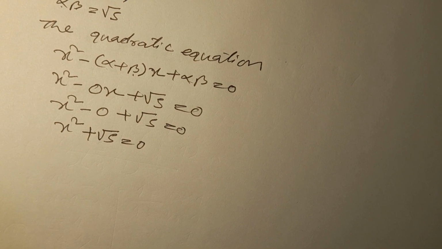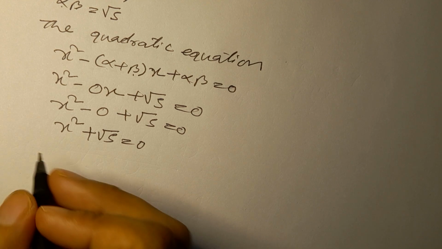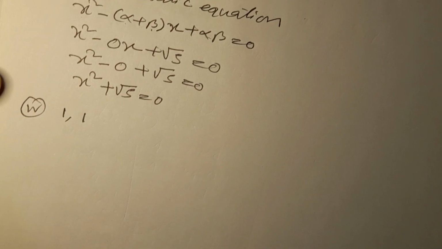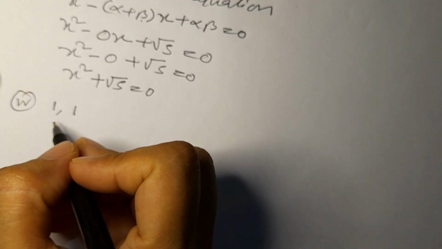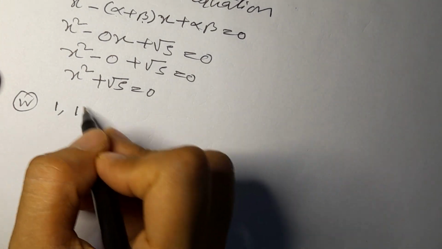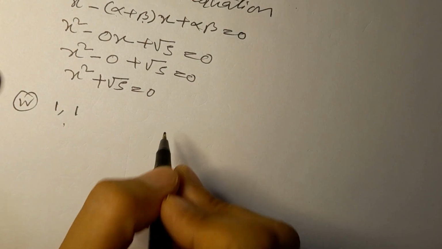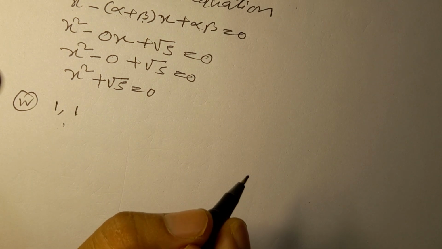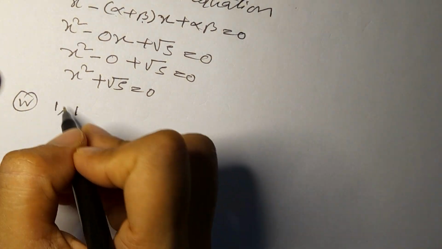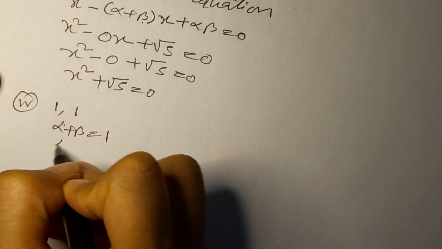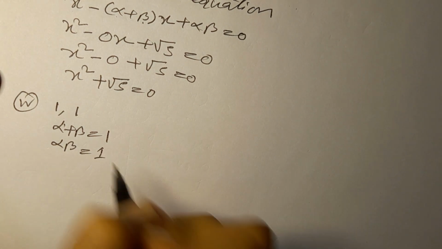Now come to Roman number 4. It is given 1, 1. If you understand, it's easy. The first one is the sum, the second is the product. We always represent the zeros by alpha and beta, and the sum will be addition and the product will be multiplication. So the sum of zeros, alpha plus beta, is equal to 1, and the product, alpha into beta, is equal to 1.